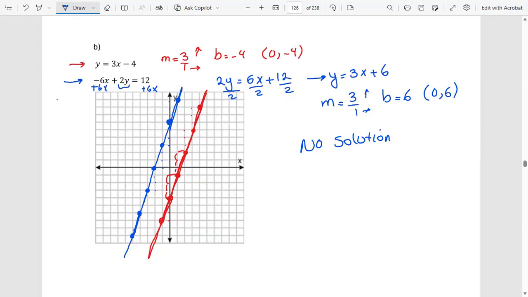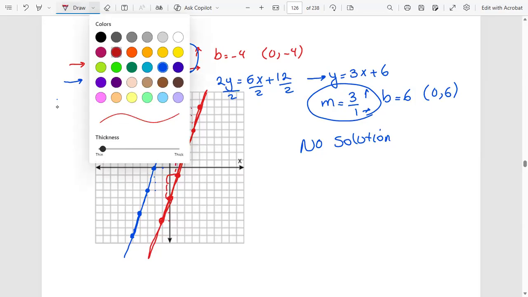Without graphing, I could also know that these two lines will be parallel and never cross each other by just looking at the slope. Every time you have the same slope for the two lines, that means the lines are parallel. Even if you graph them, they are not going to cross each other.